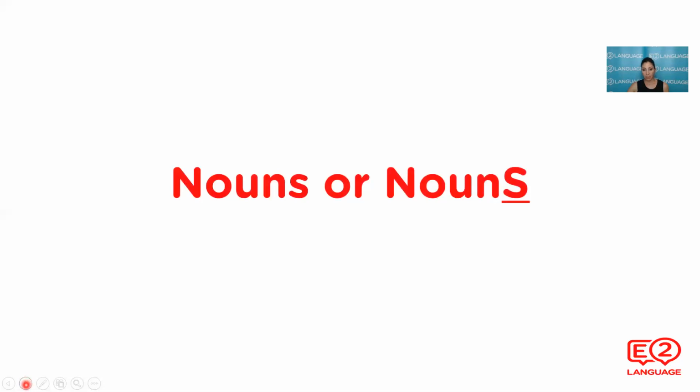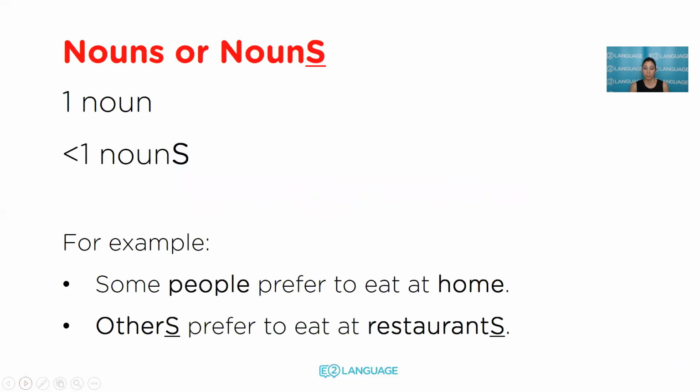The first thing we're going to look at is nouns. Noun or nouns, meaning plural or singular. So if it's one noun, it doesn't take S. If it's more than one noun, usually we add an S. One mistake that many of us make in our writing is we forget to write S at the end of our plural noun. So let's look at an example of singular versus plural.